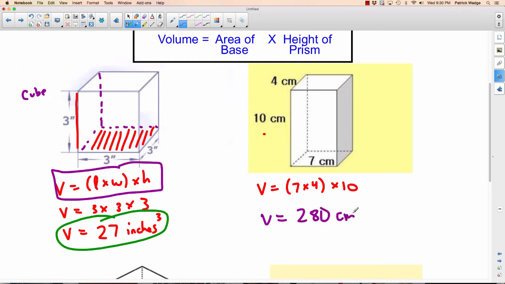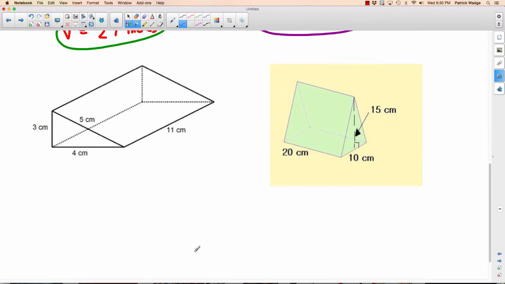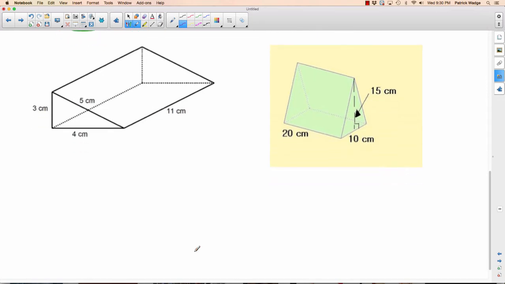It's centimeters, so it'll be centimeters cubed. So those are the rectangular ones. Just multiply the 3 dimensions together and you're good. All right, the triangular prism.